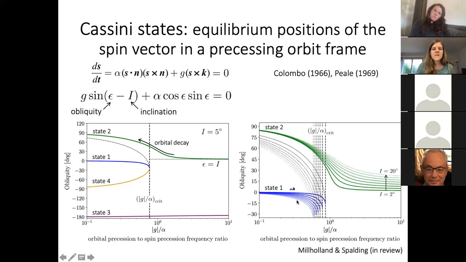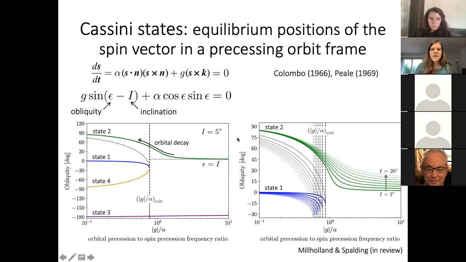So on the right panel, this is a closer look at these two stable states where I'm showing them for different values of the inclination, where these different opacity lines correspond to different inclinations. So the key idea then is that for close-in planets, tidal dissipation will rapidly force the obliquity to equilibrate in either state 1 or state 2. And so if this ratio G over alpha is out here, beyond unity, then state 2 is the only state that the planet can occupy. And so the obliquity can be forced to be at least the inclination or greater than that.